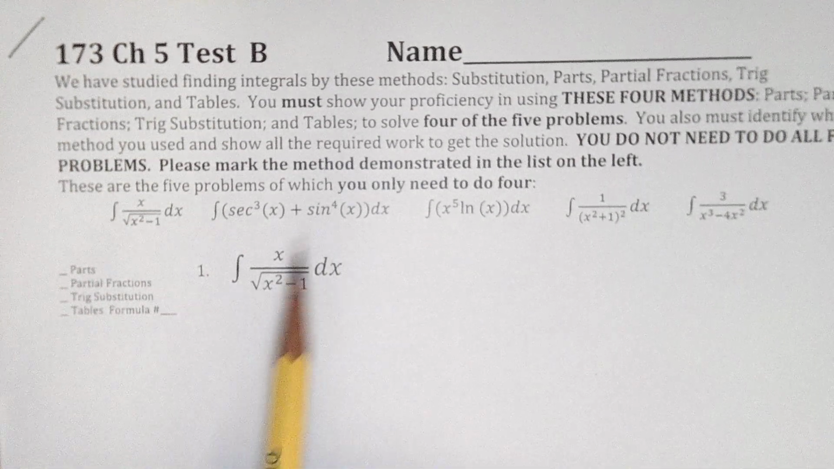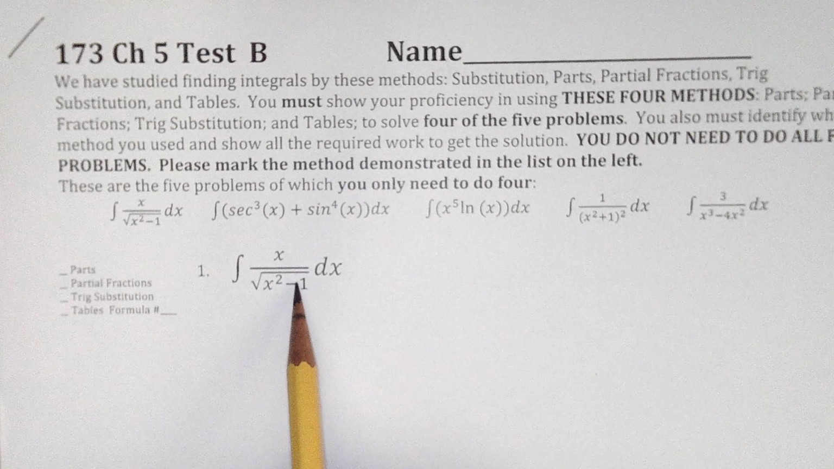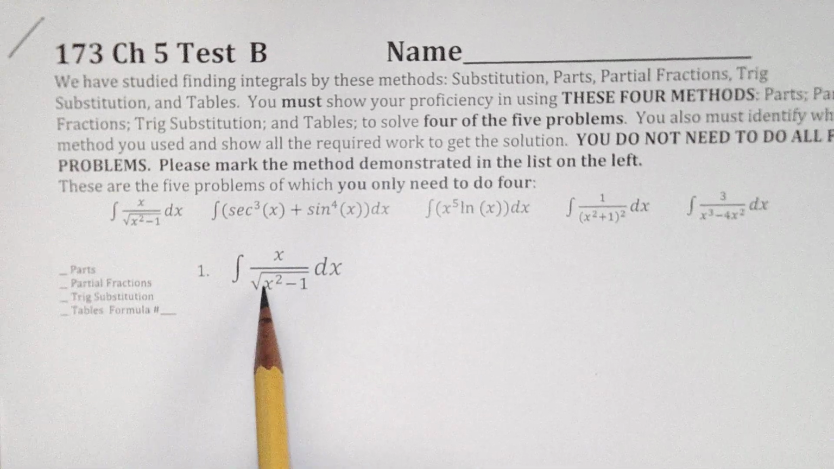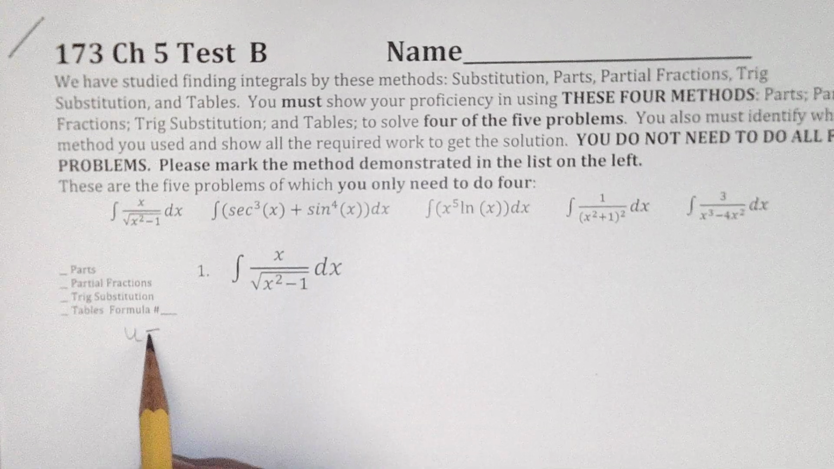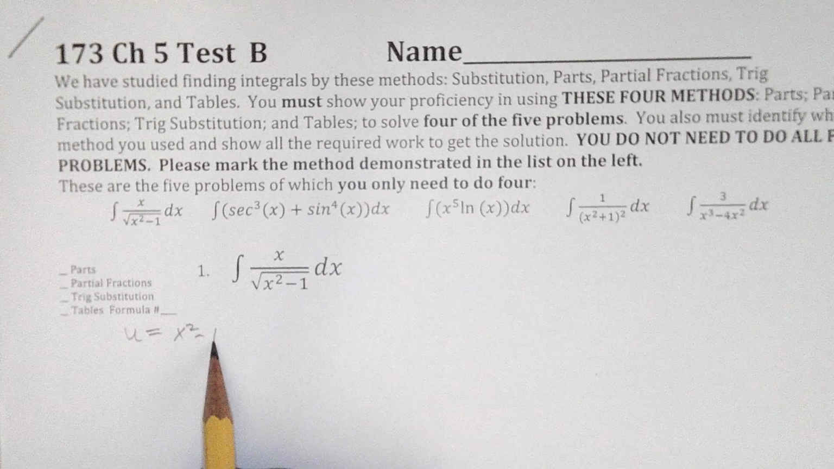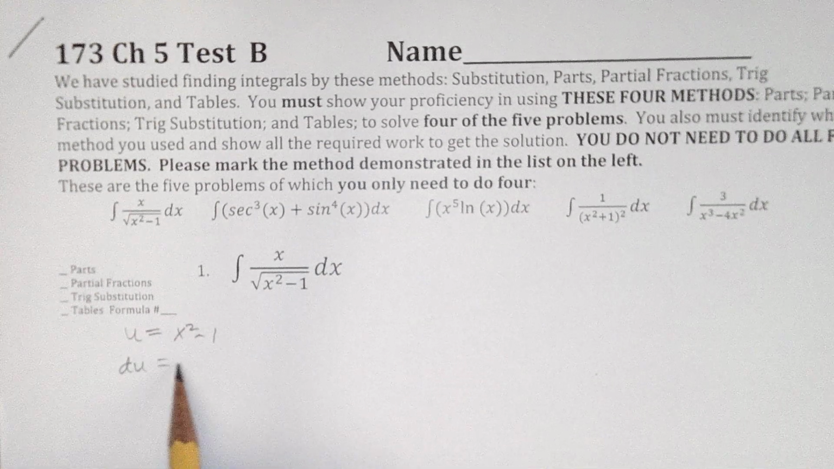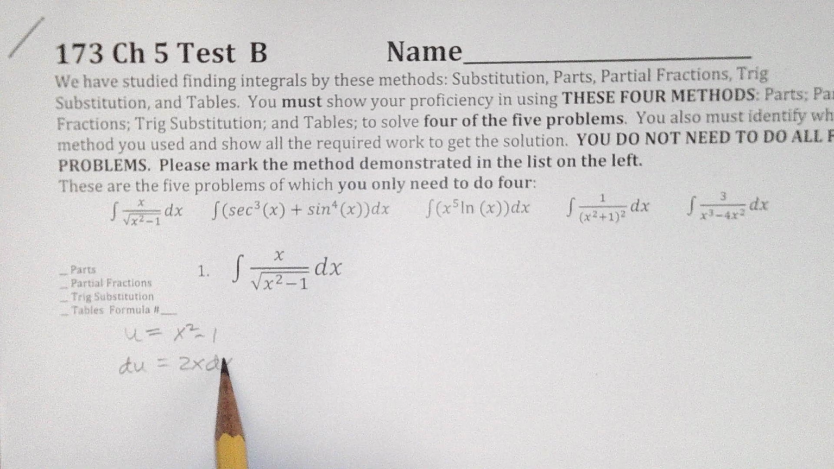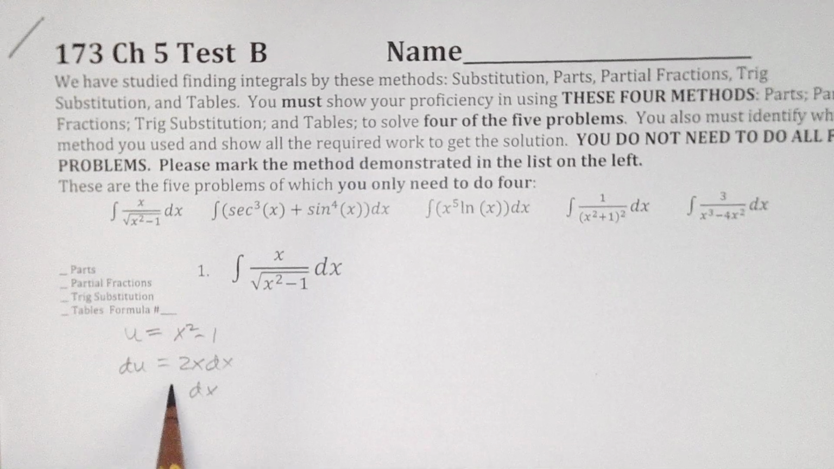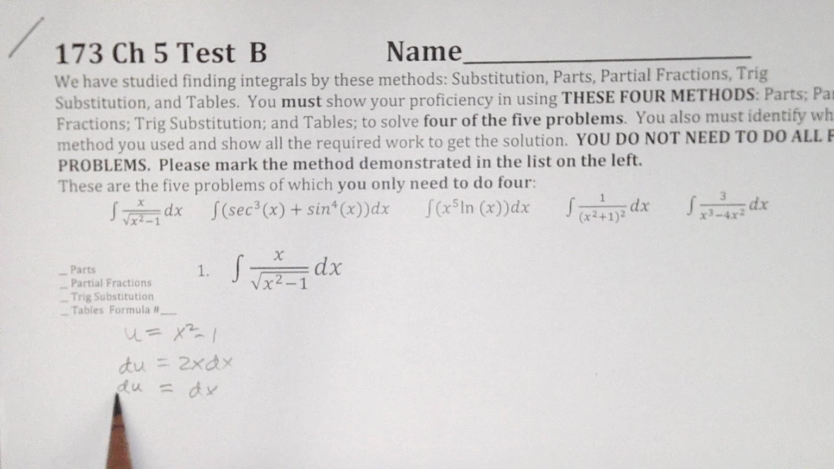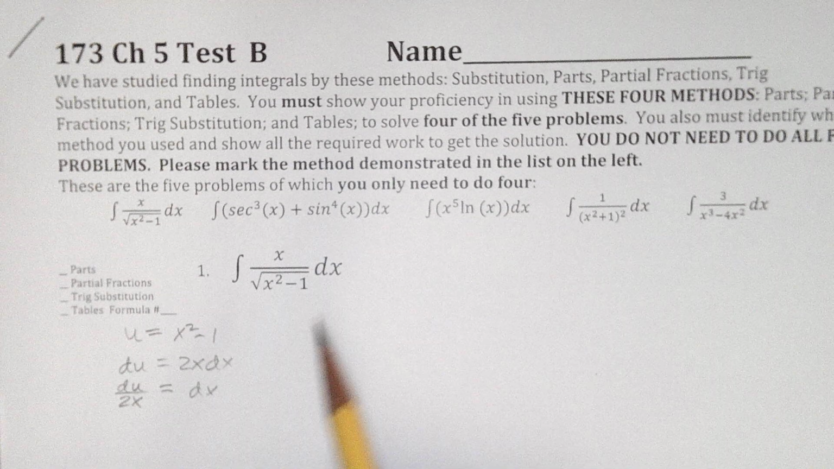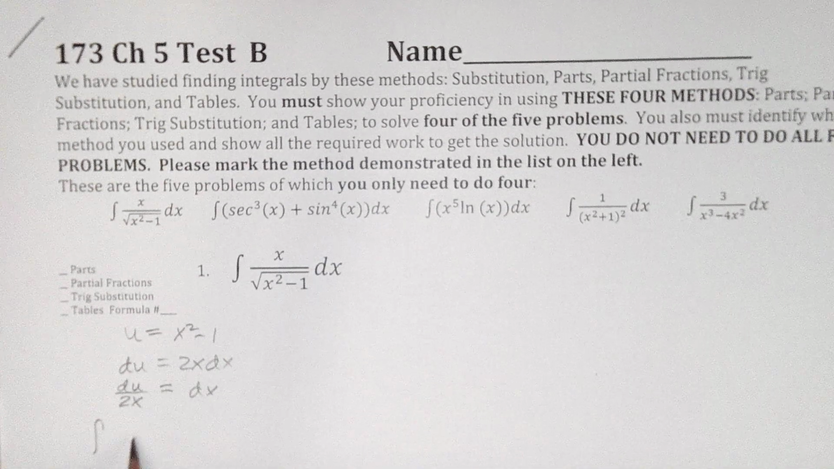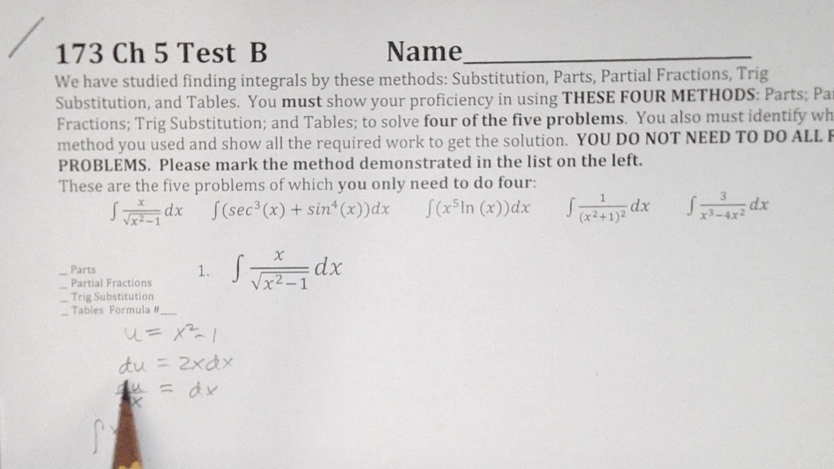Okay, let's go over the test. Now, this one clearly, well, to me, clearly could be done with u sub. If I let u equal x squared minus 1, then du would be 2x dx, and dx would be du divided by 2x. And that x will cancel that x. So this would become the integral of x dx, which is du over 2x.